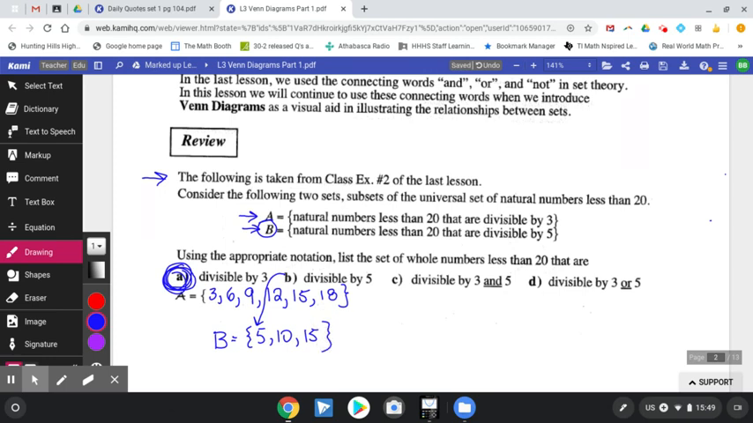And now divisible by 3 and 5. And I just want to remind you what that would look like with symbols. That would be A intersect B, because divisible by 3 is set A, divisible by 5 is set B, and "and" means intersect. And so I'm looking for the numbers that belong to both set A and set B.